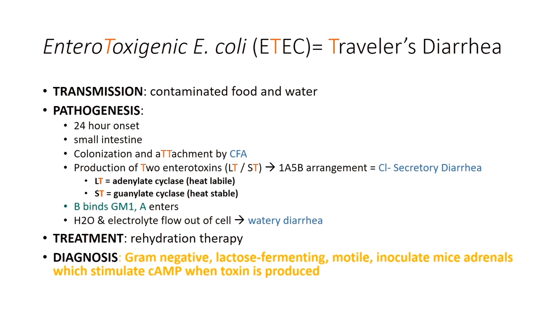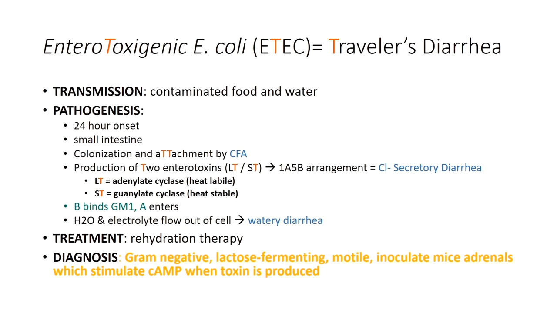Each of these is going to have its own associated letter, so I'm trying to keep everything organized. You get it from food and water. You can travel to India or Bangladesh or Vietnam or Asia or anywhere technically, and you can get ETEC. This is your common food poisoning you get from eating street vendors' foods or some restaurant where the people didn't handle or wash their hands properly.